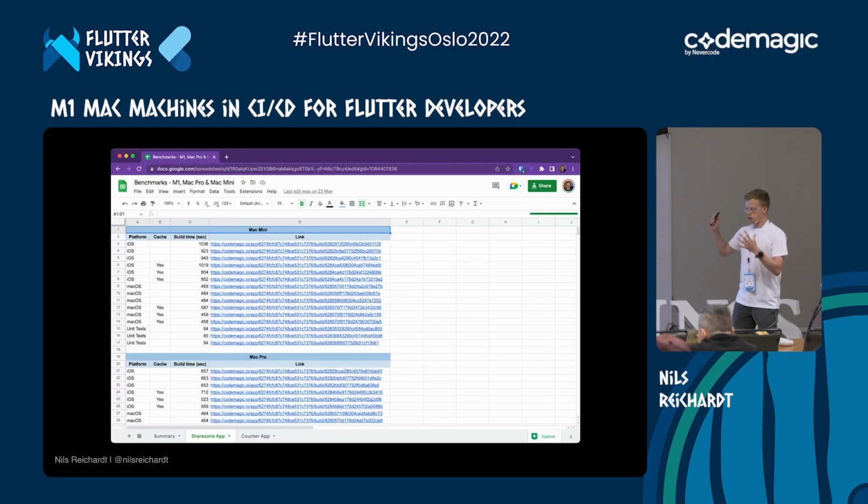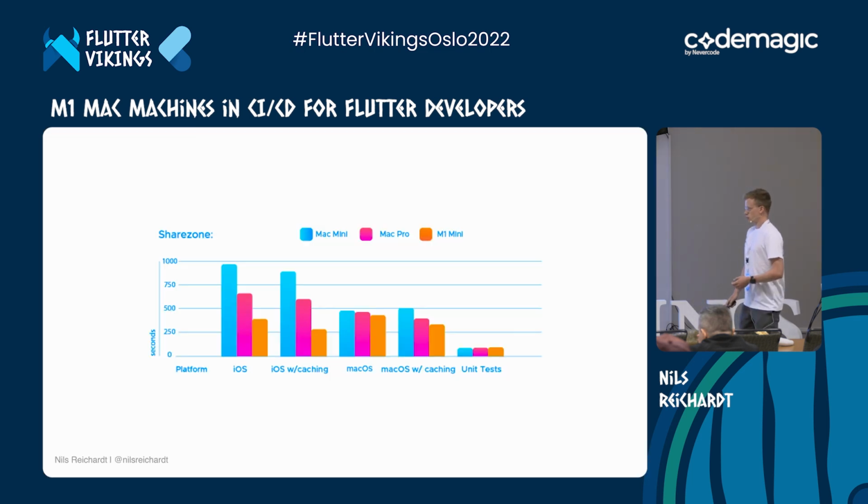I also wanted to have a realistic picture, so I used ShareZone, which has a lot of native dependencies and a large code base. For every parameter, I did 3 builds and calculated the average to get a realistic result. And these are the results.